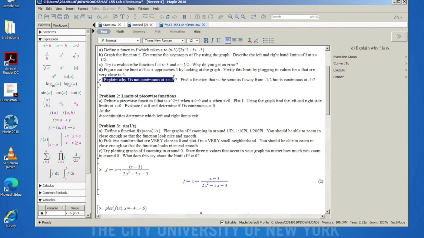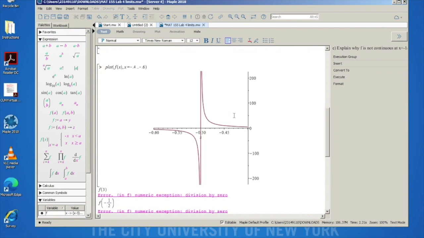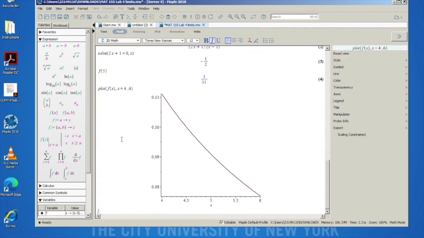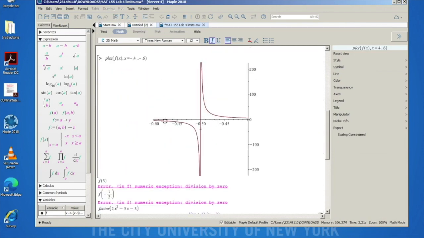Finally, I'm asking you to explain why f is not continuous at x equals minus 1/2 and to find a function that is the same as f away from minus 1/2 but is continuous at minus 1/2. From your lecture class, you know that for a function to be continuous at a particular point, in this case x equals negative 1/2, the left-hand side limit and the right-hand side limit must be equal. In this function, we can clearly tell that they're not the same because we have plus infinity on one side and negative infinity on the other side.